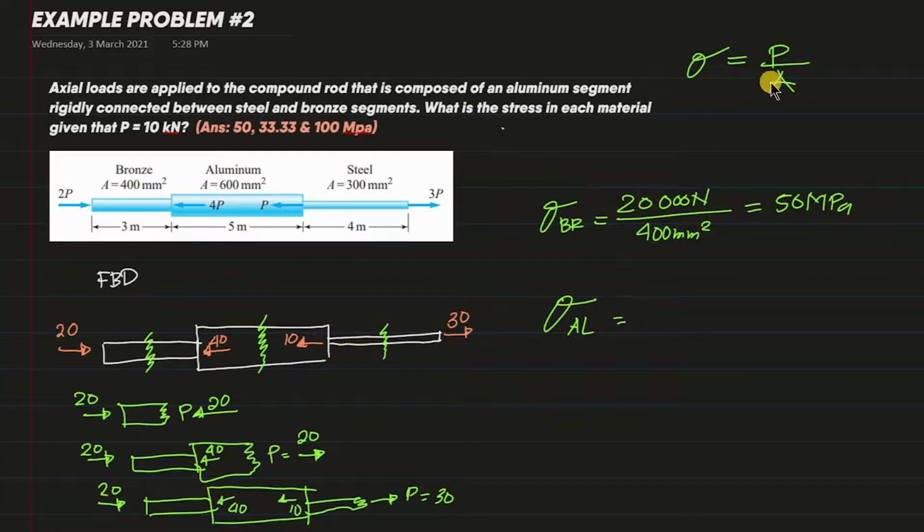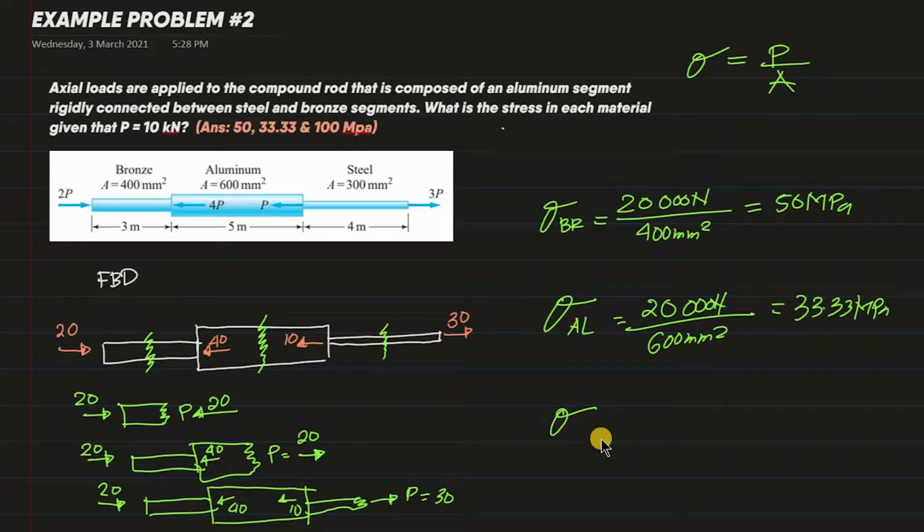Okay, so ano yung ating P? Ang ating P is 20 kilonewtons. So, convert natin sa Newton. So, magiging 20,000 yan. Ano yung kanyang cross-sectional area? That's 600 millimeters squared. Calculator na lang natin yan. That's 20,000 divided by 600. It's 33.33 megapascal ulit kasi nga Newton per millimeter squared.